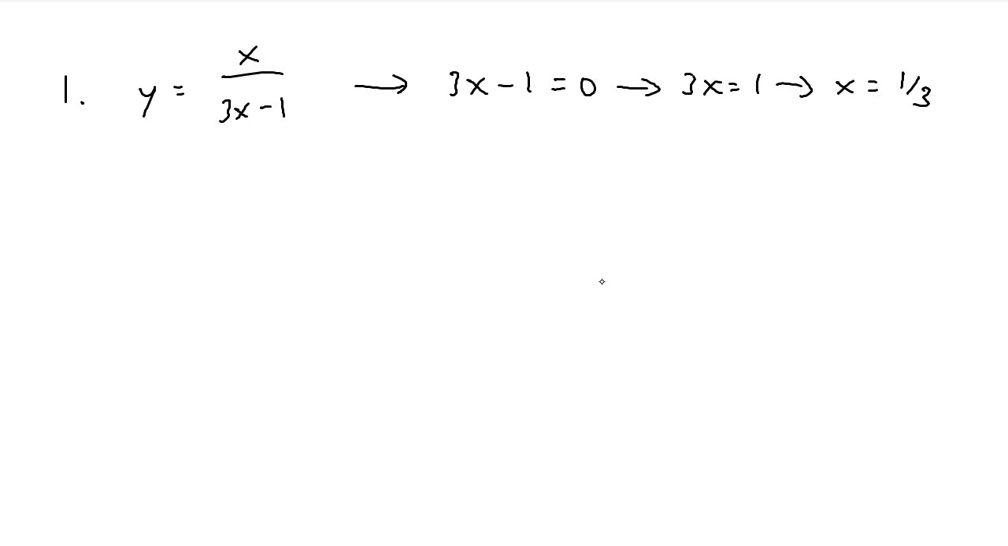So when I state my domain, I can either say x cannot equal 1/3, or I can put it in interval notation and say negative infinity to 1/3, union 1/3 to infinity, because it shows that I can plug in any number except for 1/3, because that's where the function is discontinuous.